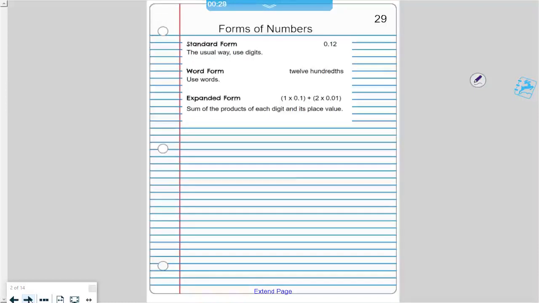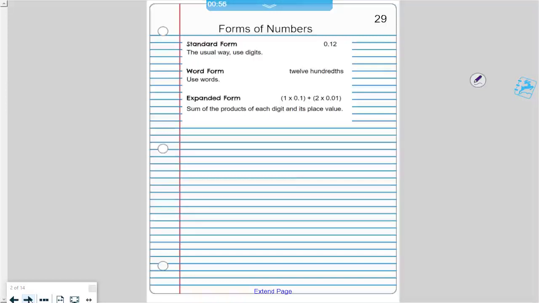We're going to look at page 29 of our notebook. We're going to talk about standard form. Standard form is the way we always write a number. So, for example, 0.12. We use our digits, okay? Word form, pretty much self-explanatory. We're going to write it as a word, 12 hundredths. So in expanded form, we're going to multiply, but instead of multiplying by whole numbers, we're multiplying by decimals. It works the same as what we've done at the beginning of the year, just with decimals.